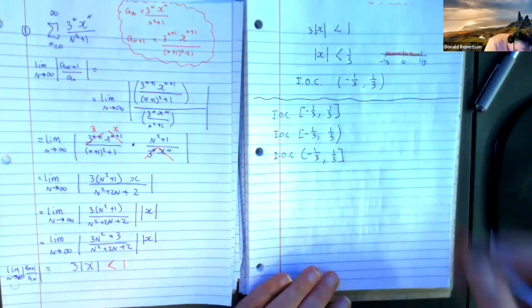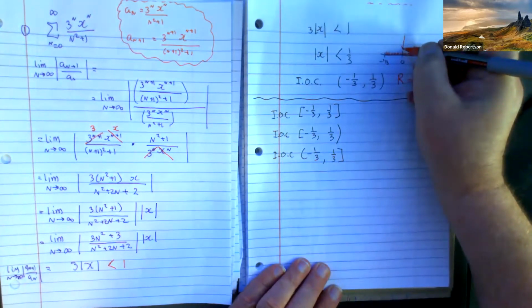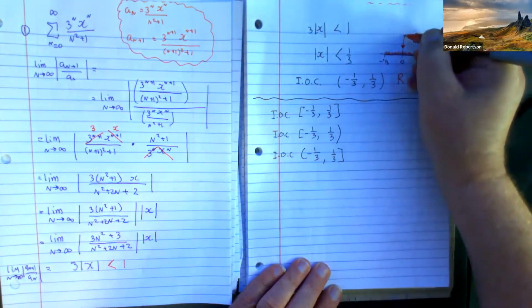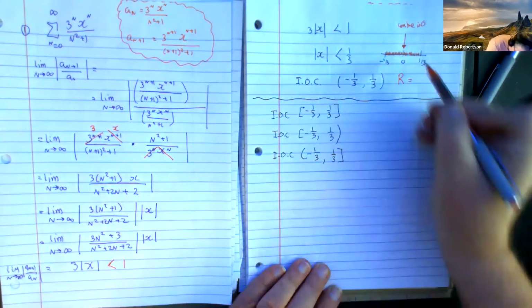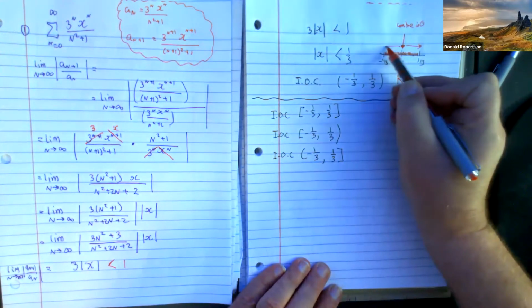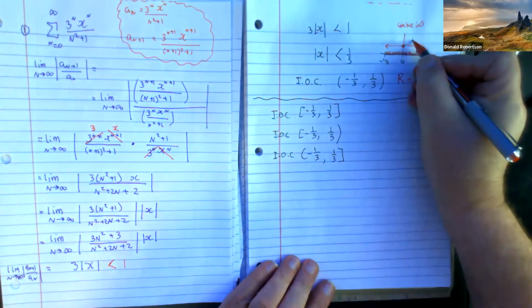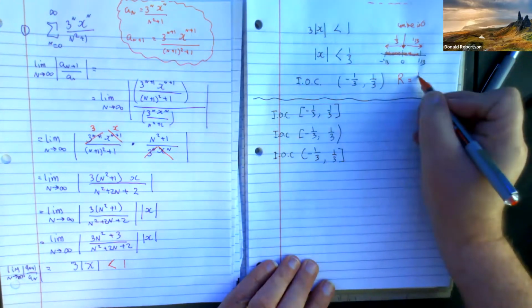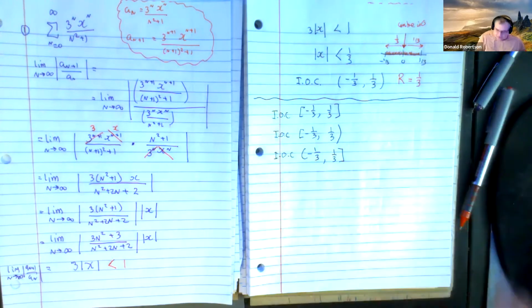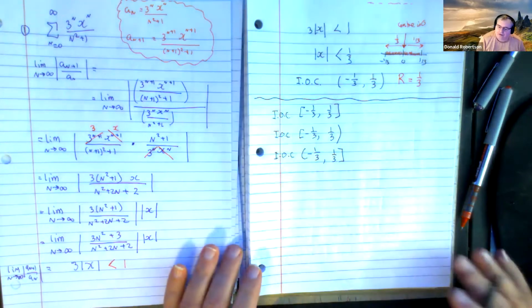Oh, and by the way, I haven't done R. This power series, we say that its center is 0. Do you notice that the distance from the center at 0 to the endpoints is 1/3, which is that number there. So the radius of convergence is how far away from the center can you go to reach the ends of the convergence interval.